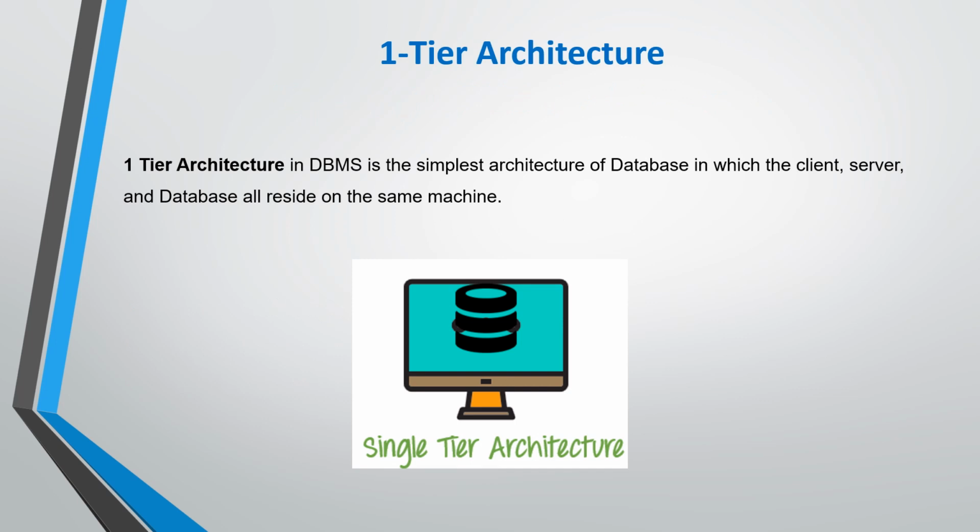One tier architecture in database management system. This is a very simple architecture of a DBMS in which the clients, server and databases are all residing on the same machine. Whether it is the client, the server machine, the database or any other components, if everything is designed on a single machine, then that type of architecture we can call single tier architecture.